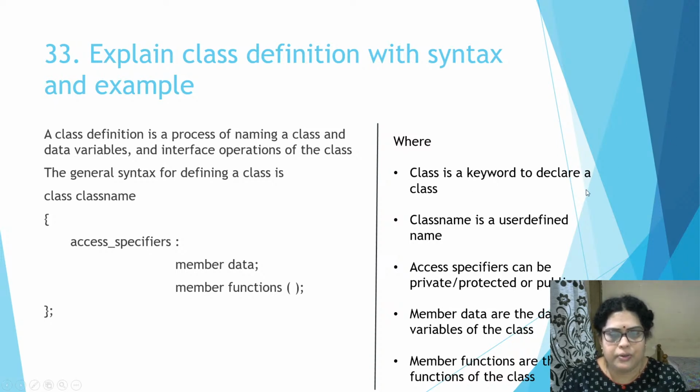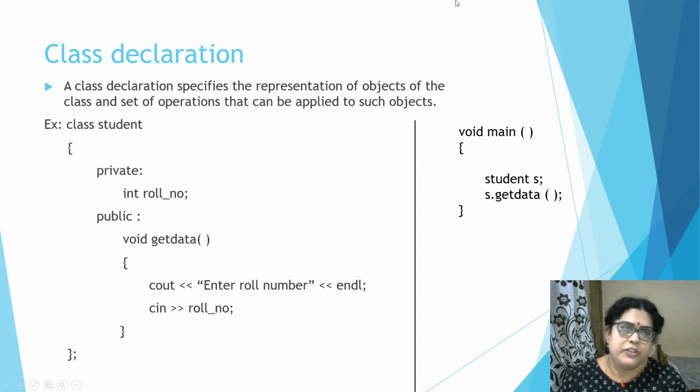Here class is a keyword to declare a class. Class name is a user defined name, an identifier, and it will follow the rules of an identifier. Access specifiers can be private, protected or public, member data are the data variables of the class, and member functions are the functions of the class. And class declaration specifies the representation of the objects of the class and the set of operations that are applied to such objects.